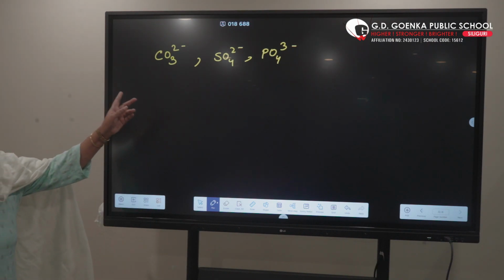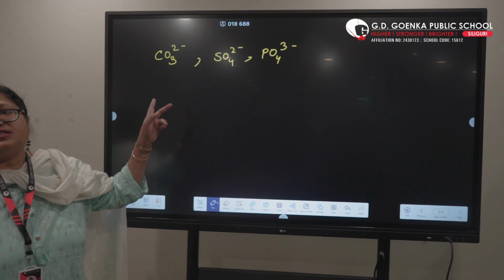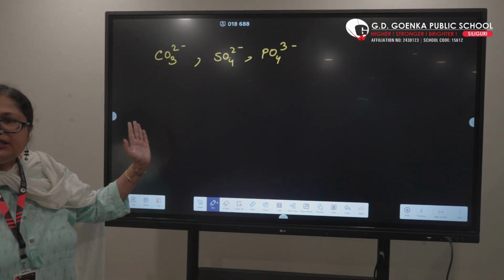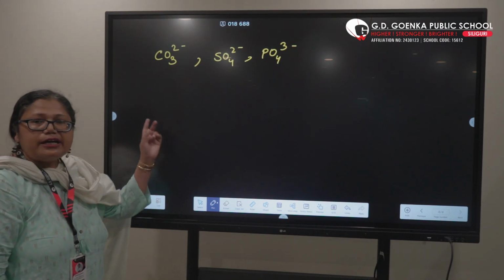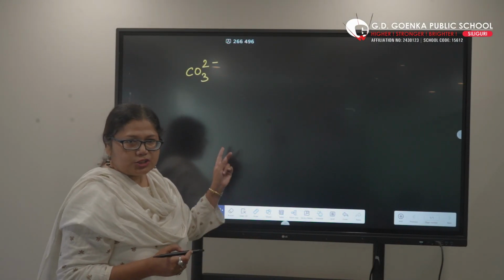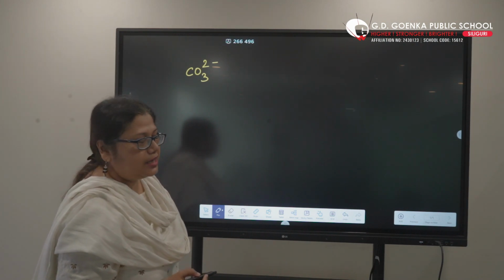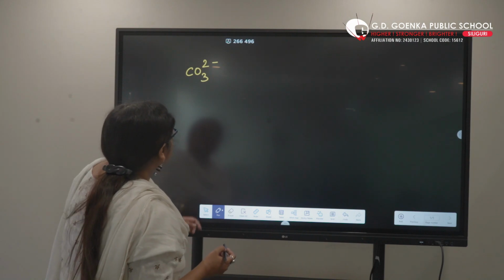If you are confused with the charge carried by the individual atoms in the anion, you can calculate it from the formula of formal charge. So try it out. I think you have drawn the Lewis dot structure of carbonate ion, sulfate ion and phosphate ion, and now we are going to see how we prepare the Lewis dot structure of this.